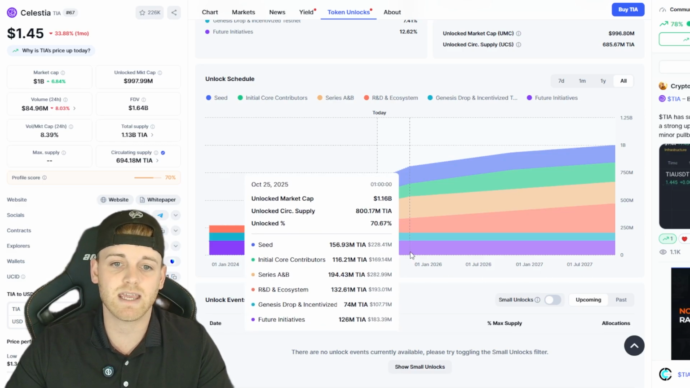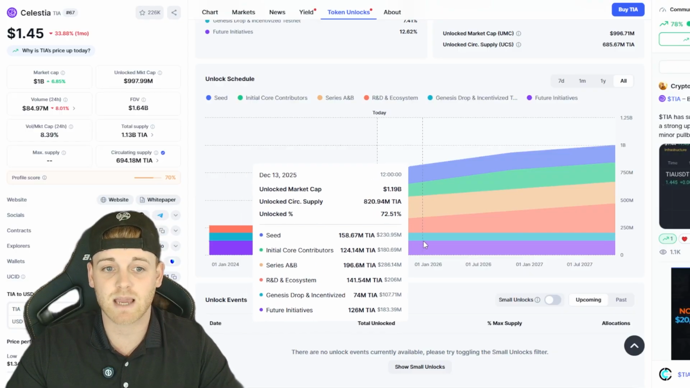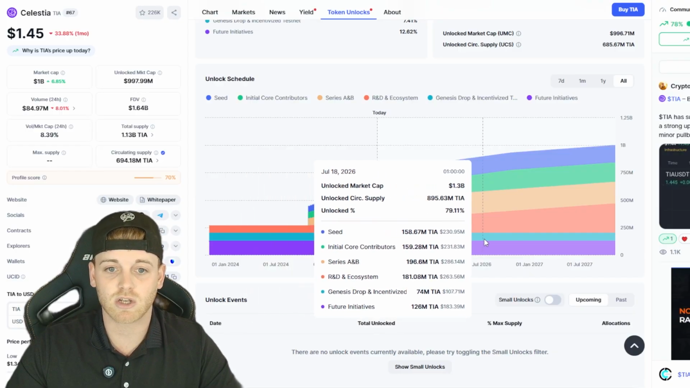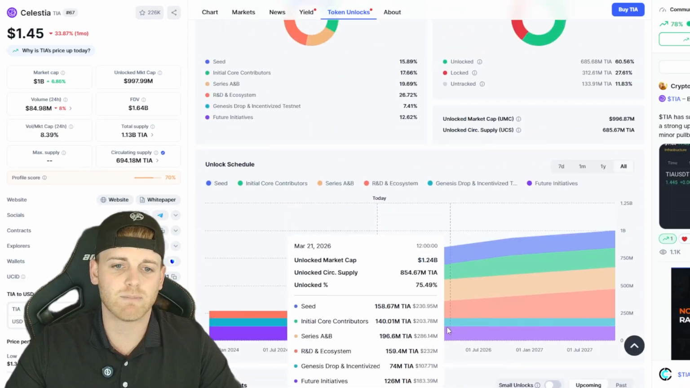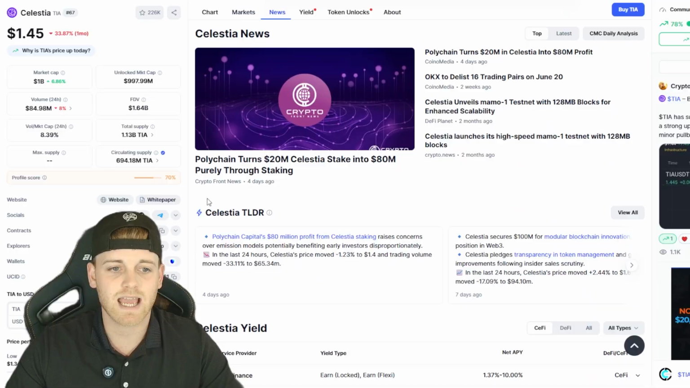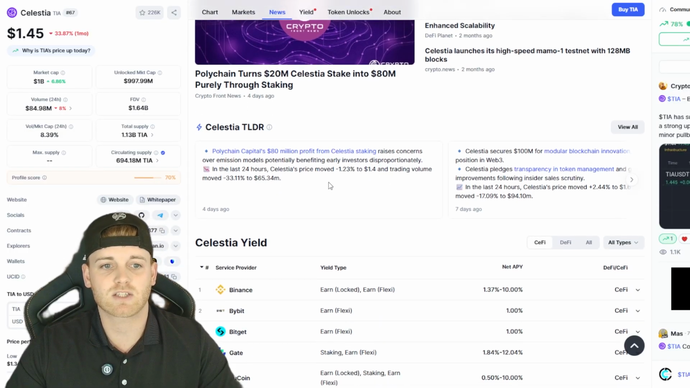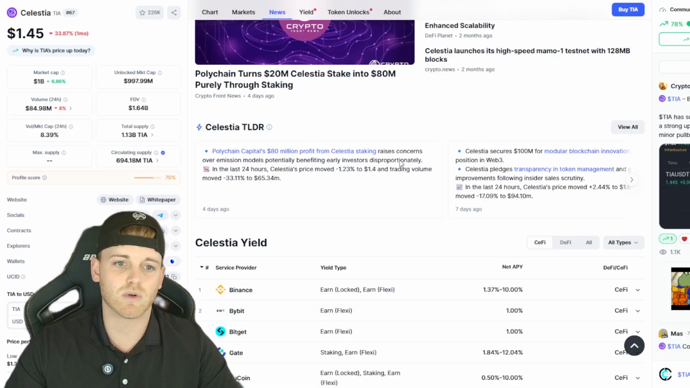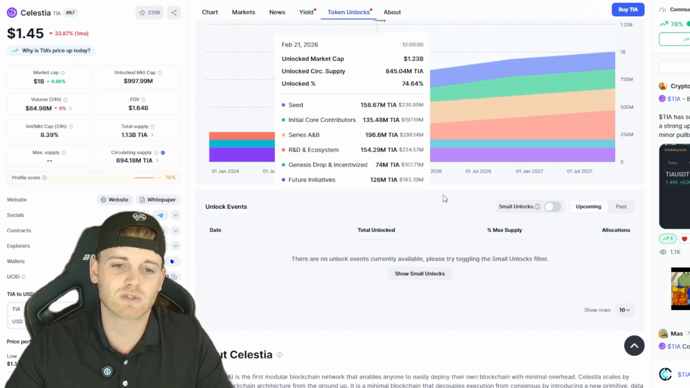This does get a little bit easier on liquidity being pulled out of the asset on October 25th, 2025, when the percentage unlocked every single week gets lower, which will help. But at the moment, there is a bit of controversy about Polychain Capital extracting value out of the market through staking rewards and things like that. I'm not going to go into too much detail about that now because we're covering the fundamentals.